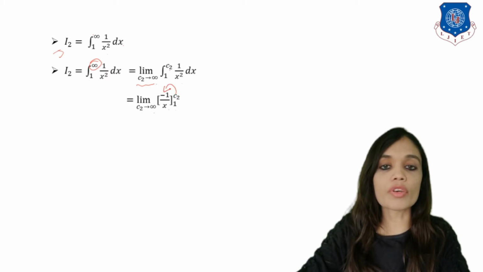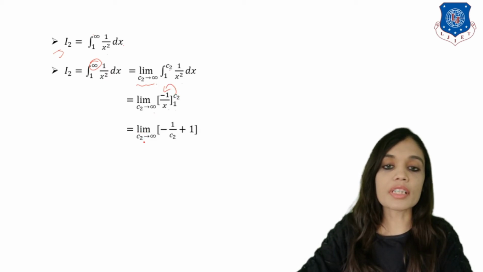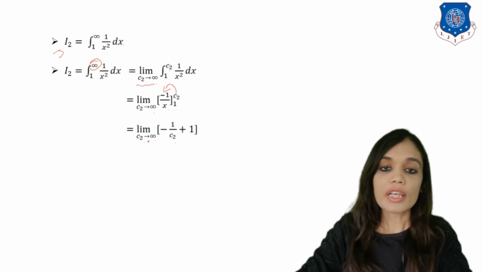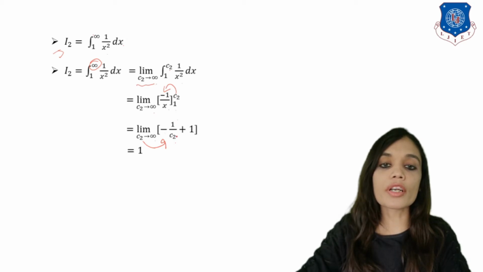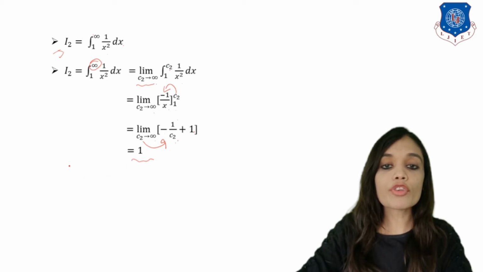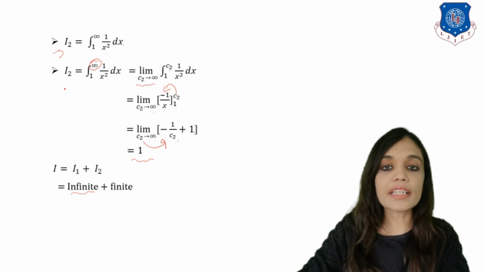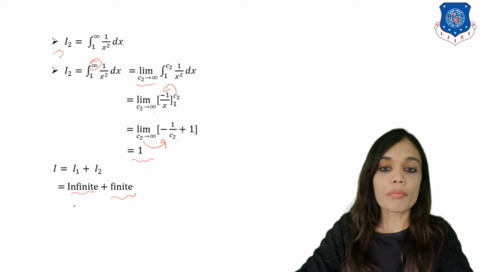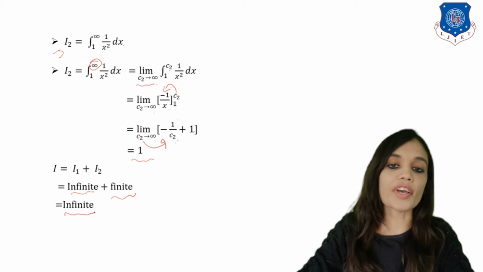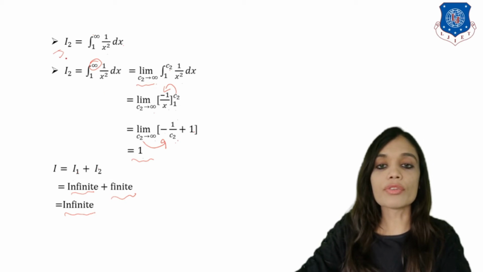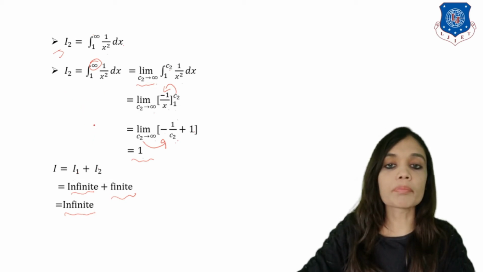Now put these limits over here. So what you will get? Limit C2 tends to infinity minus 1 upon C2 plus 1. Now here if you put infinity, 1 upon infinity will give us answer 0. So 0 plus 1. So final answer is 1. Right? Now we have to find the answer of I. But I is what? I1 plus I2. But our I1 is infinite and the answer of I2 is finite. But the total answer will be infinite. Okay. So we have evaluated the improper integral of type 3.